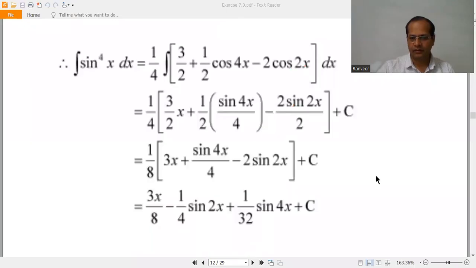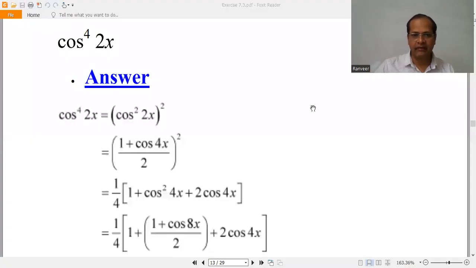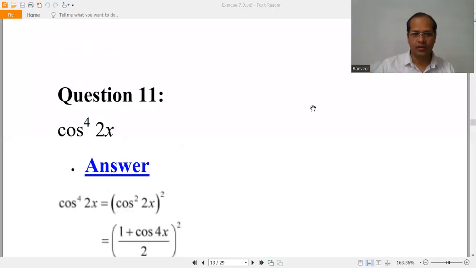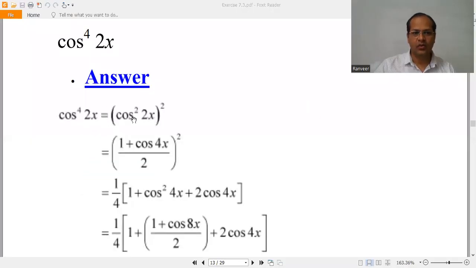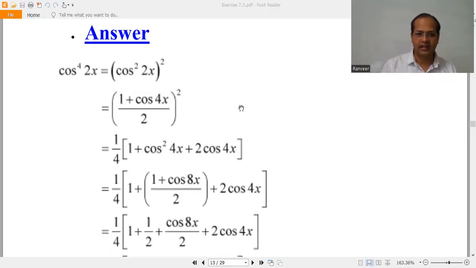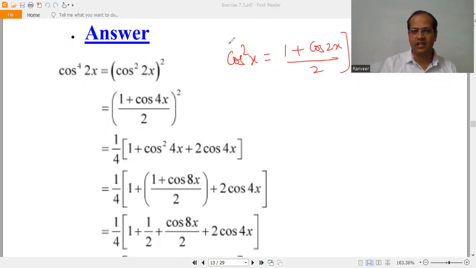Now question number 11, cos 4 2x. Cos 4 2x, we can directly write as cos square 2x the whole square. After that, this is nothing but cos square x, only the base formula you have to write. You have to remember cos square x is nothing but 1 plus cos 2x by 2. This is the base formula, and based on that, it transforms the angle, in the place of x, x is equal to 2x.